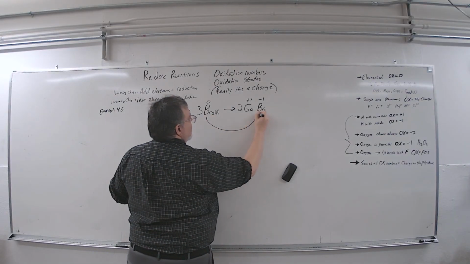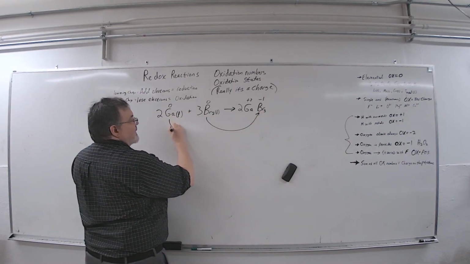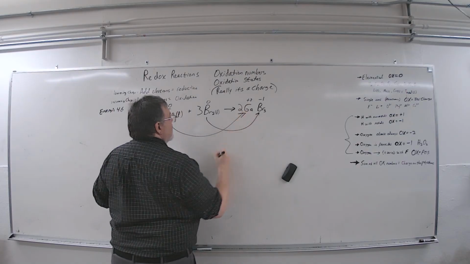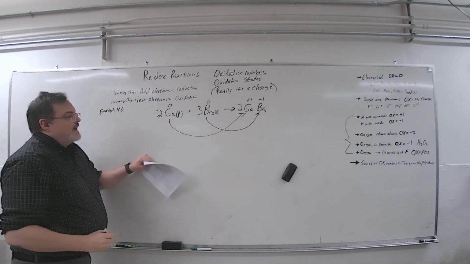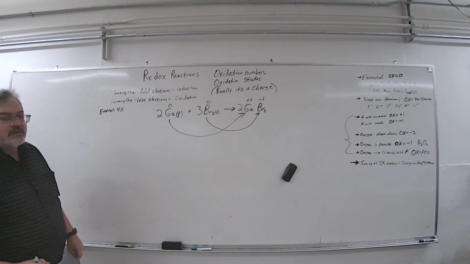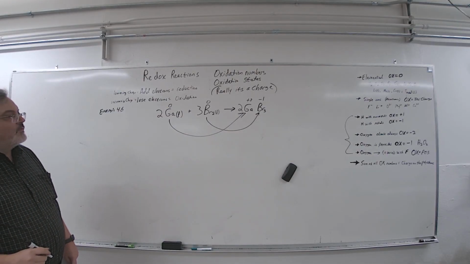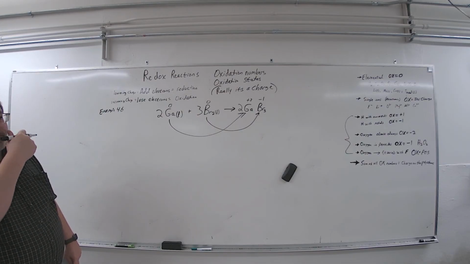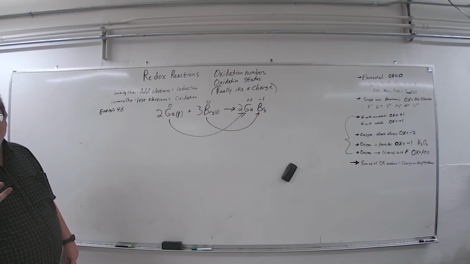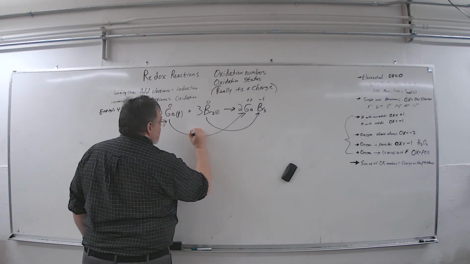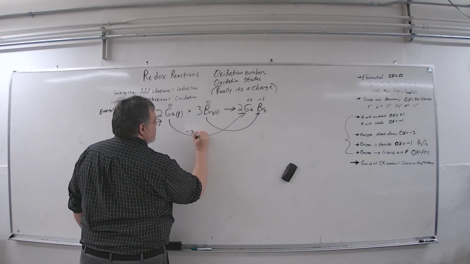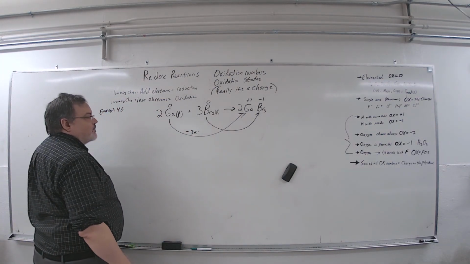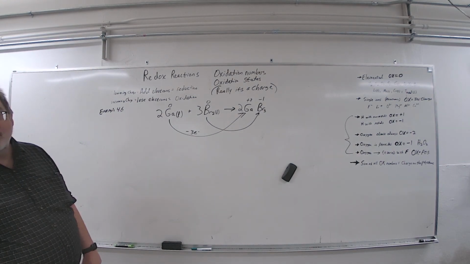Going from here to here, and going from gallium here to here, has gallium gained or lost electrons? It went from 0 to +3. Electrons are negative, so it had to have lost 3 electrons. And bromine went from 0 to -1.